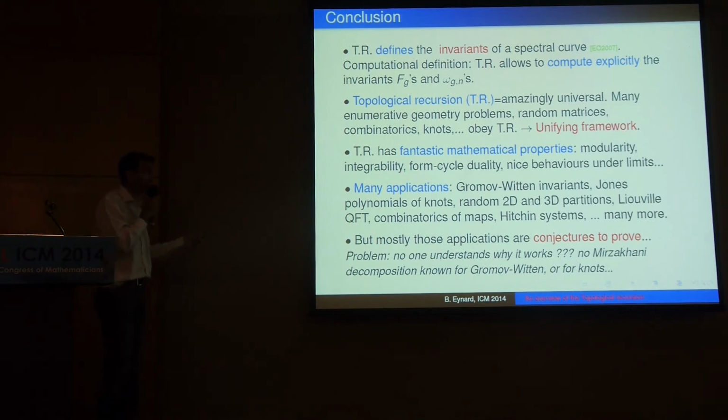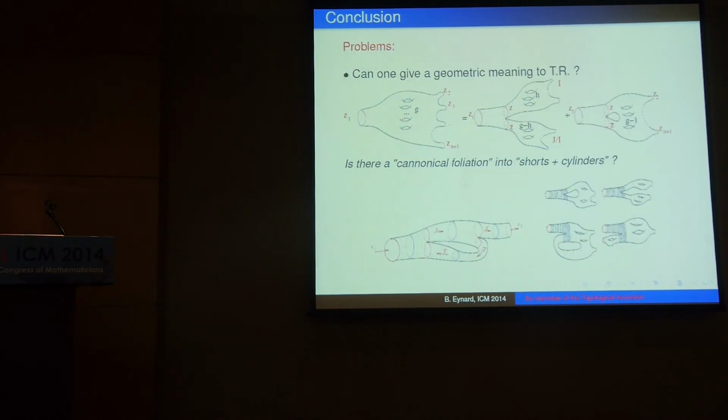So for instance, proving that Gromov invariants are the omega GNs of the mirror curve was a conjecture for many years, and it was proved only 1.5 years ago, and it was considered a really difficult problem. And also the proof is technical, so it means that the proof does not explain why it's true. It's just a technical proof, and we have absolutely no geometric understanding of why it is true. Somehow we don't have what Mirzakhani found for volumes of moduli spaces. We don't have a Mirzakhani decomposition. So what we need is to be able to understand how to generalize Mirzakhani's work, to really understand.